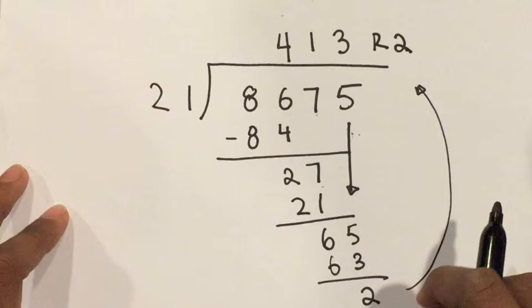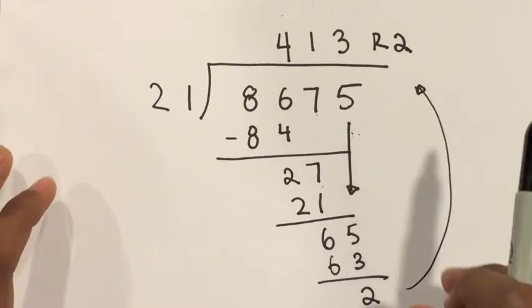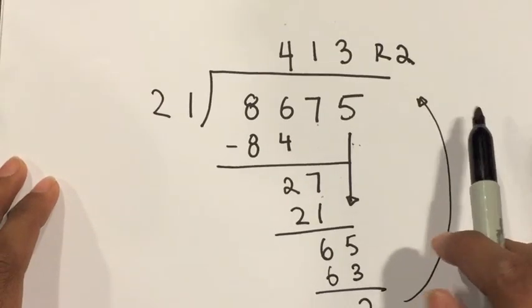Now in this case, 8,675 is not perfectly divisible by 21. We get 413 as a quotient, but we have 2 left over, which is why we have something called a remainder, because 2 remains after the division is carried out. So we simply write an R2 to indicate that the remainder is 2. So we get an answer of 413 remainder 2.